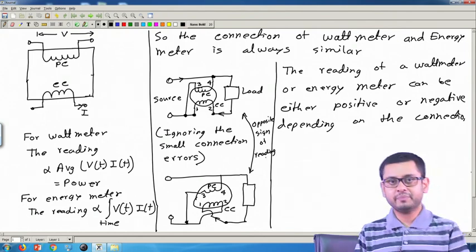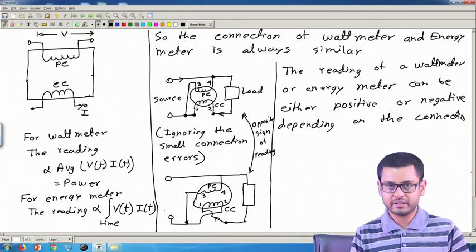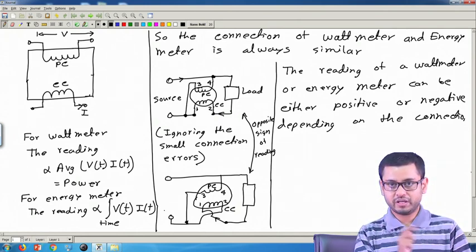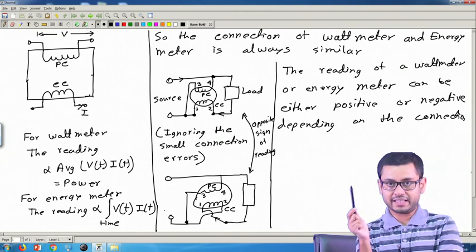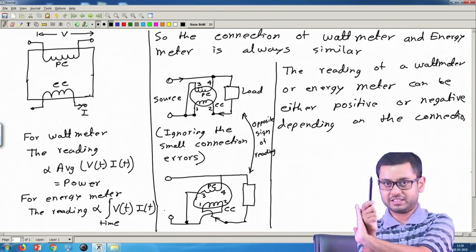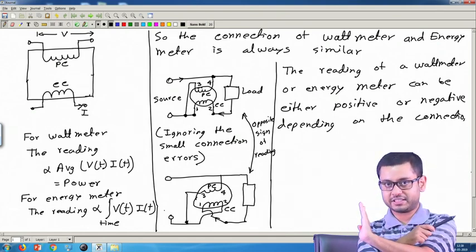Okay. So sometimes we may have a wattmeter whose pointer can move, say, only in one direction. It cannot go to the other direction because there may not be any room for the pointer to move to the other direction. It can move only in one direction.